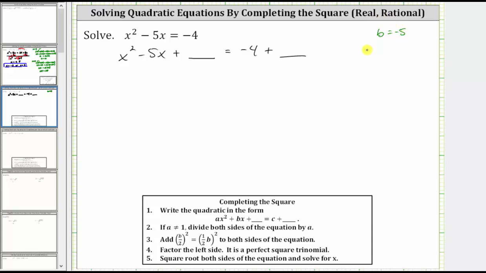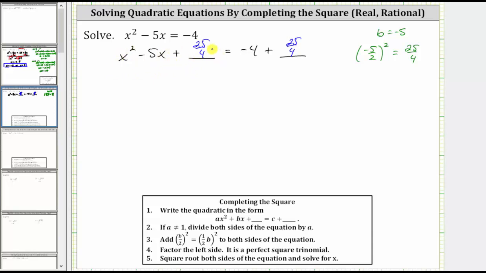So we need to add the square of -5 divided by 2 to both sides of the equation. The square of -5/2 is equal to 25/4. We now add 25/4 to both sides of the equation. We add it to both sides to maintain the equality. Step 3 is to factor the left side, which is now a perfect square trinomial. It's not obvious here, but it is.